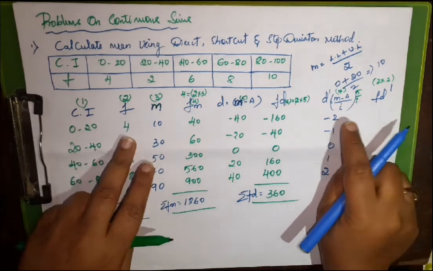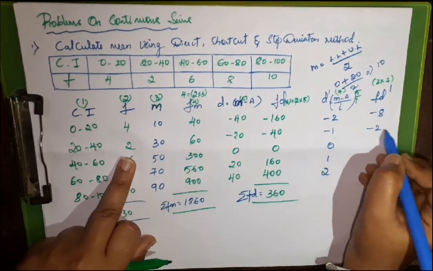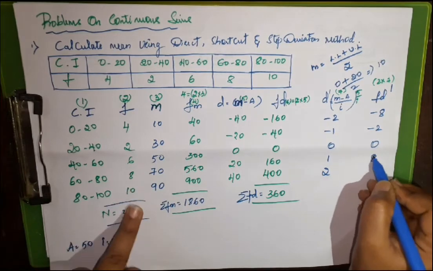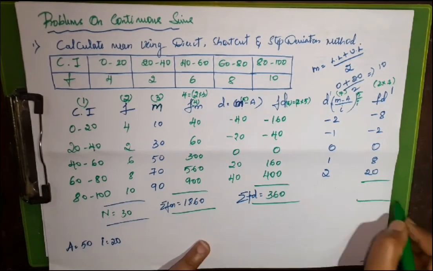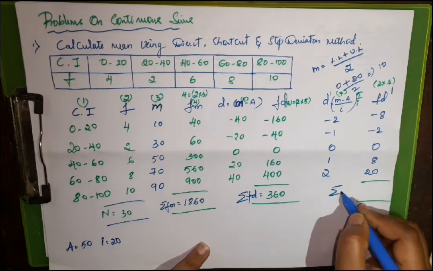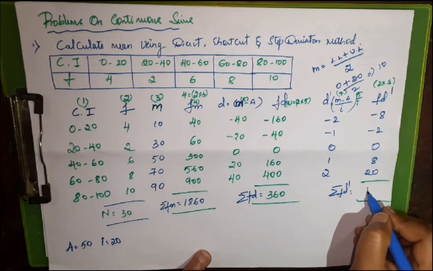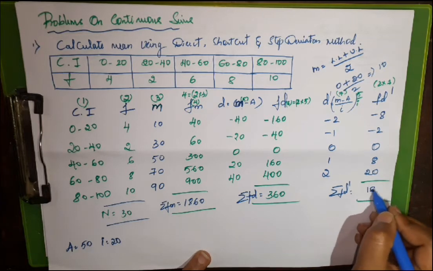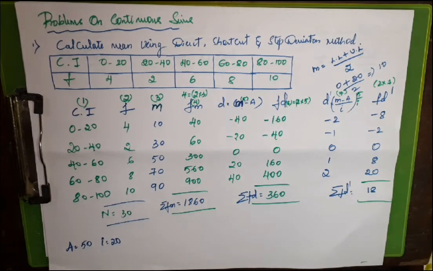So this is the multiplication of the second and seventh column. Okay. So 4 into 2 is minus 8. 2 into 1 is minus 10, 8, 20. Make a total of this. So this is termed as sigma FD dash, that is equal to 18 you will get. Okay. So 28 minus 10, it is 18. So now we got all the required things.